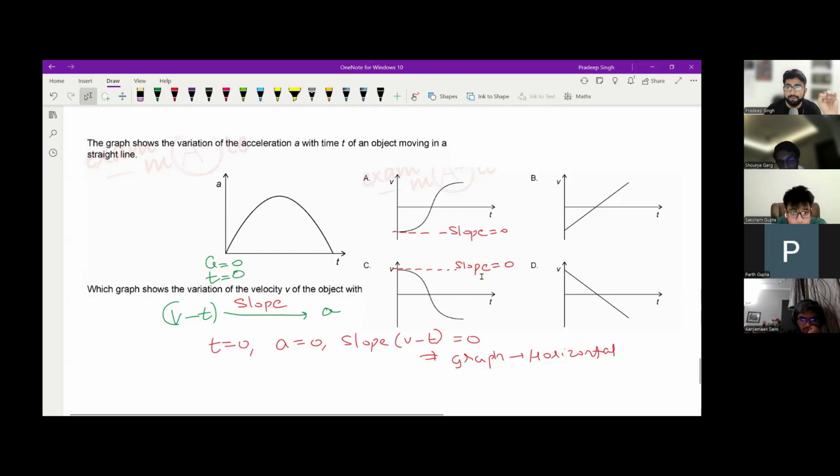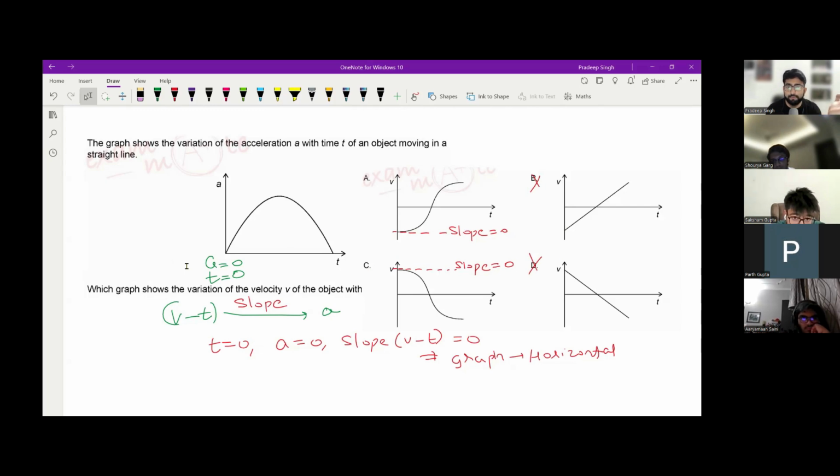And now Parth, what do we do? Option B and D are eliminated straight away. Now, how do you select one out of A and C? You know that the velocity is increasing at the start, so it can't be C. Velocity is increasing. So acceleration is increasing, so velocity will also naturally increase.